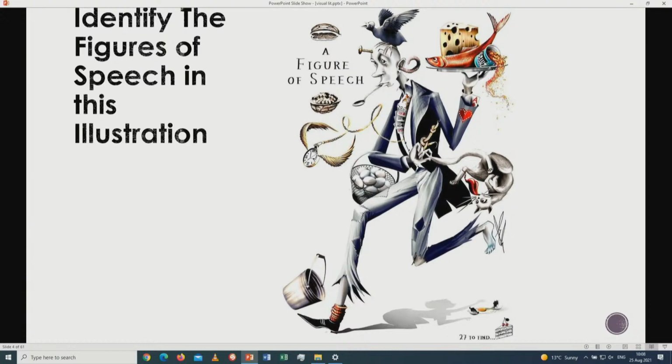I've got a picture here in front of me. Identify the figures of speech in this illustration. So you need to analyze the illustration. There are many figures of speech in this illustration. So how are you going to do that?